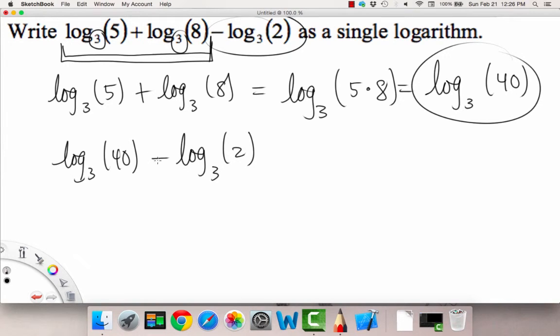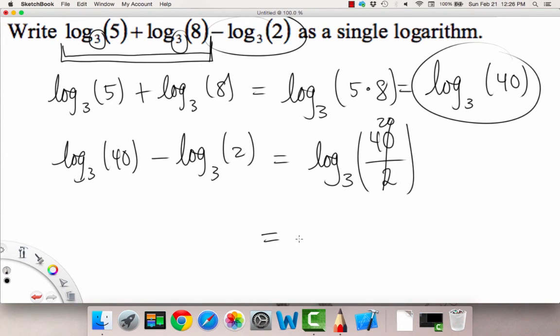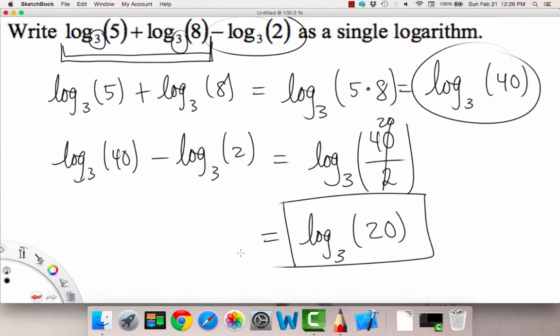and this one looks a little bit different because we have that minus sign, so this means we're going to use the difference of logs property, okay? So that just says this is going to be equal now to log base 3 of the first thing, so 40, and because there's that minus sign, that means we're going to divide instead of multiply, and then a 2 on the bottom, okay? And then you just do algebra to simplify that, and that becomes a 20 inside, so our ultimate answer, the simplification, is going to be log base 3 of 20.